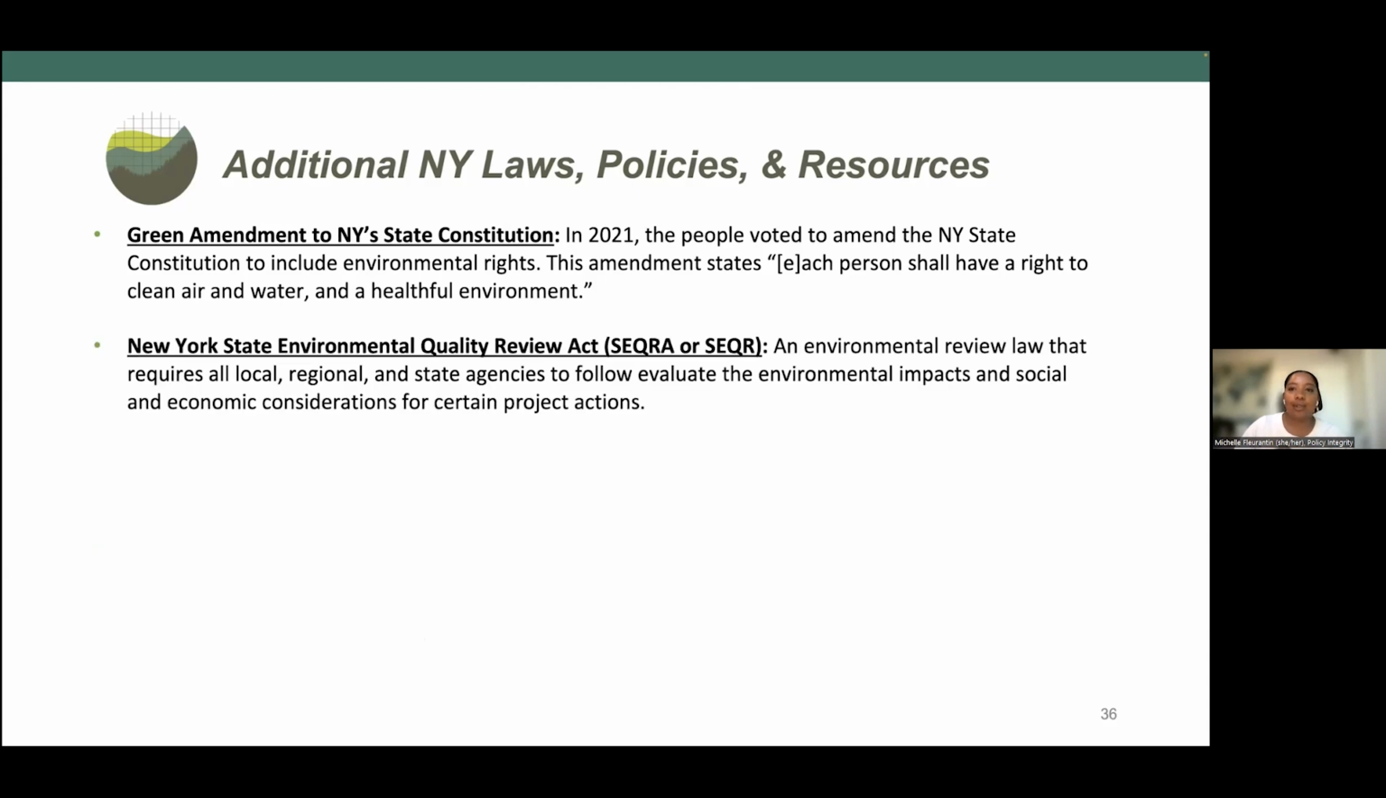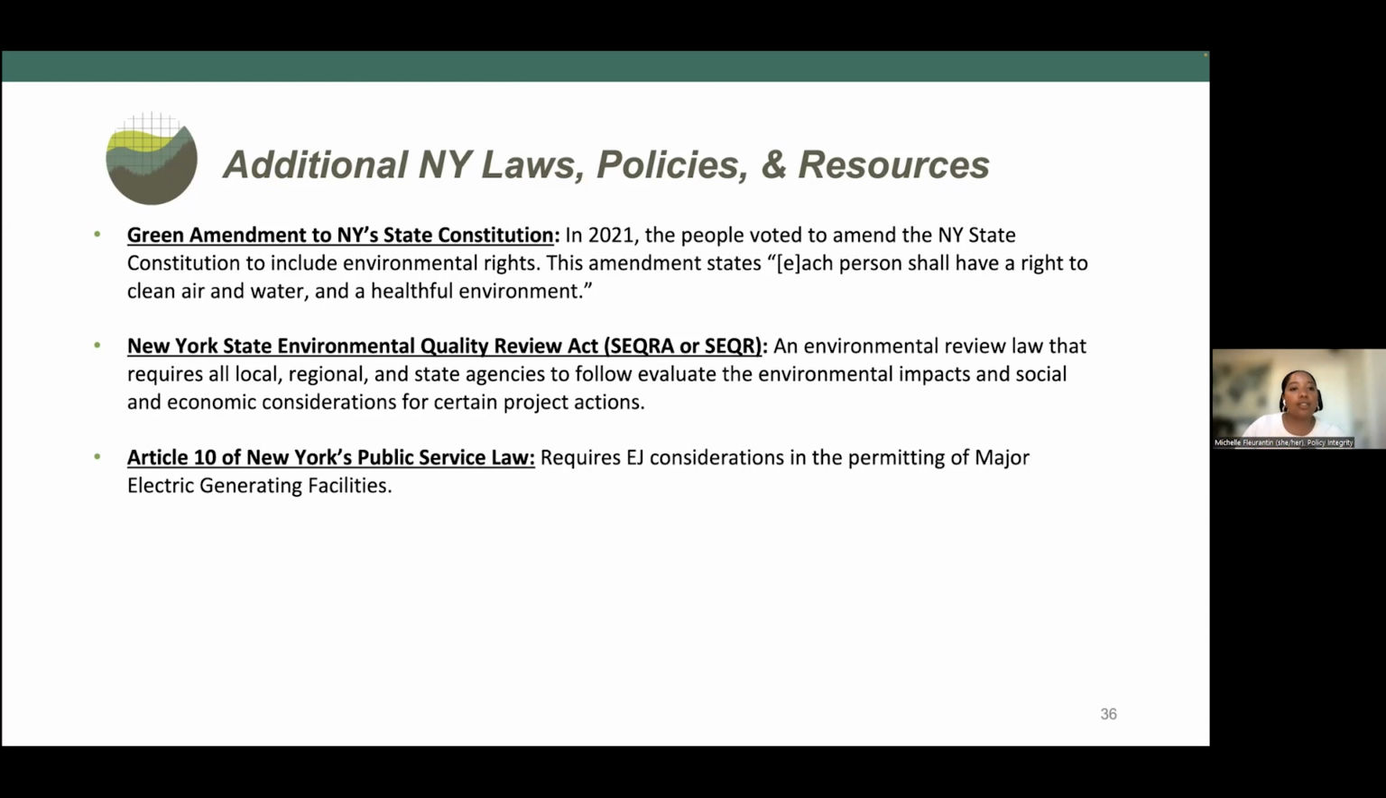Another policy, or I should say law, is New York State's Environmental Quality Review Act, known as SEQRA. It's an environmental review law that requires all local, regional, and state agencies to evaluate the environmental impacts and social and economic considerations for certain project actions. There's also Article 10 of New York's Public Service Law, which requires environmental justice considerations in the permitting of major electric generating facilities.